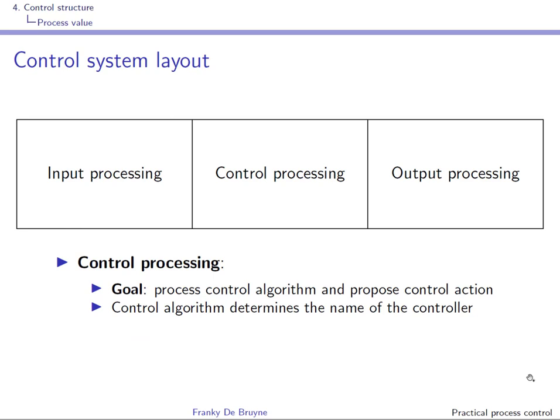The control processing unit processes the set point and the process variable PV to propose a control action MV, and it is the control algorithm, of course, that determines the name of the controller. If it is a PID control algorithm, the controller will be a PID controller. If it is, for instance, a model-based algorithm, we'll deal with a model-based controller.